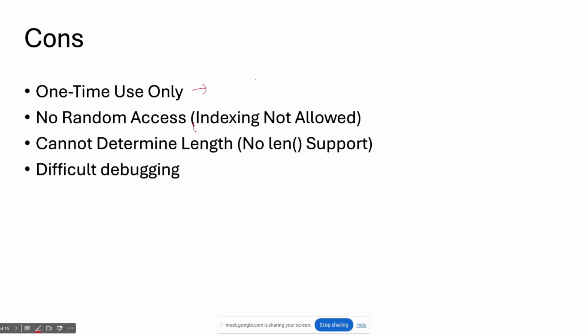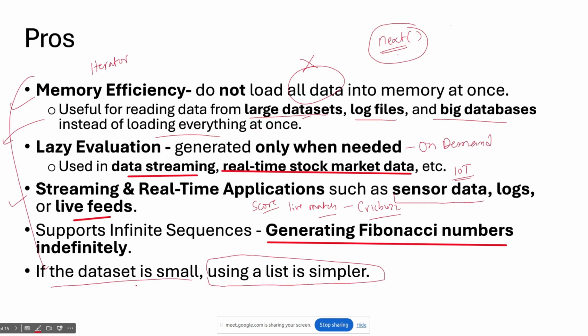Another thing is you can't do indexing. You can't do random access. In a list, suppose this is a list, you can access any item. Suppose you want to access this, but you can't do this in an iterator. So whenever you want to access items randomly, you should use a list. Otherwise you can use an iterator. You cannot determine length because it doesn't have a length function, but a list has. So whenever you want these things, or your data is smaller, then you should use a list, right?